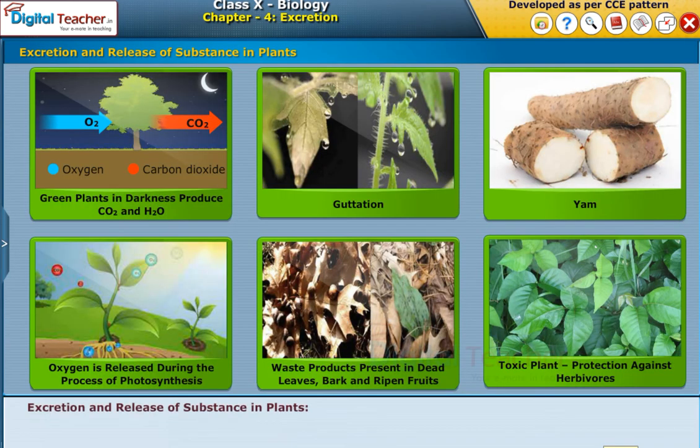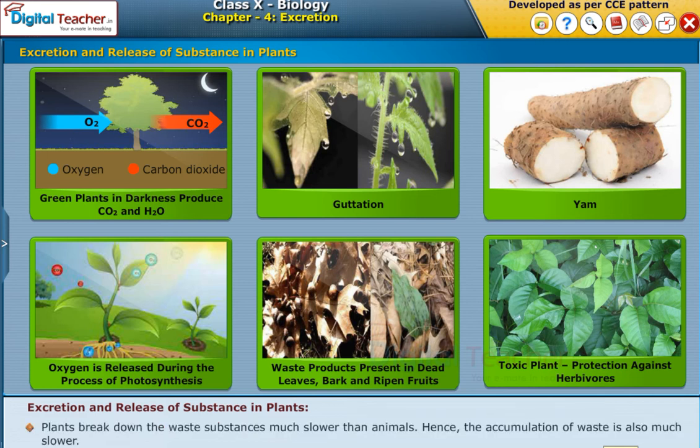Now, let us learn how this vital process, excretion, takes place in plants. Plants do not contain specific organs to excrete the wastes. Plants break down the waste substances much slower than animals. Hence, the accumulation of waste is also much slower.